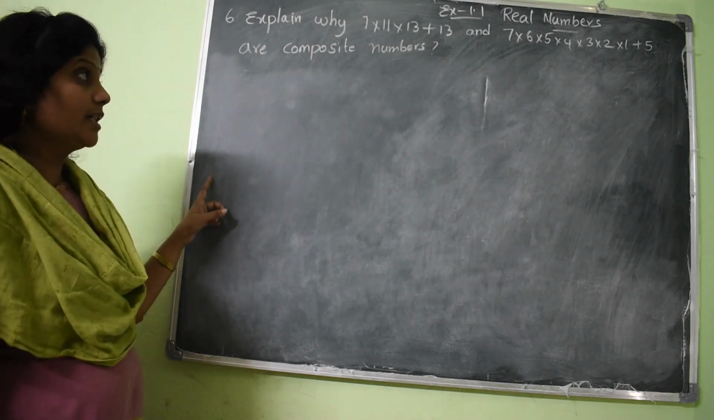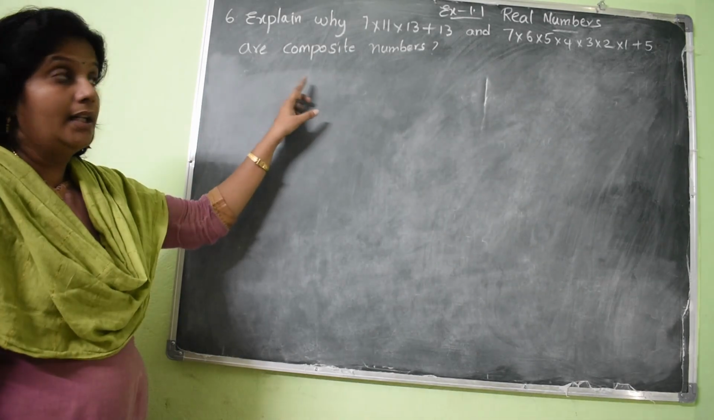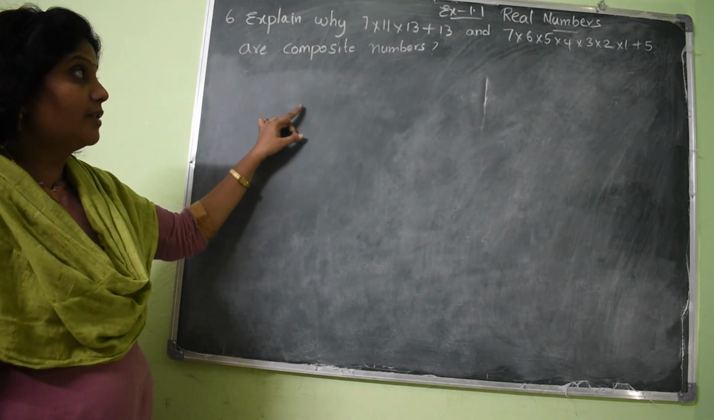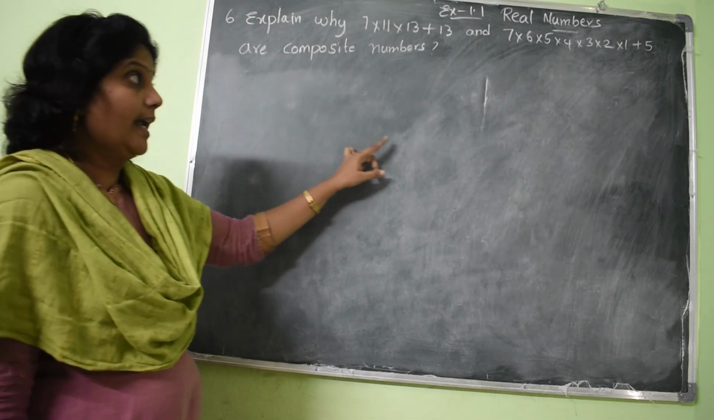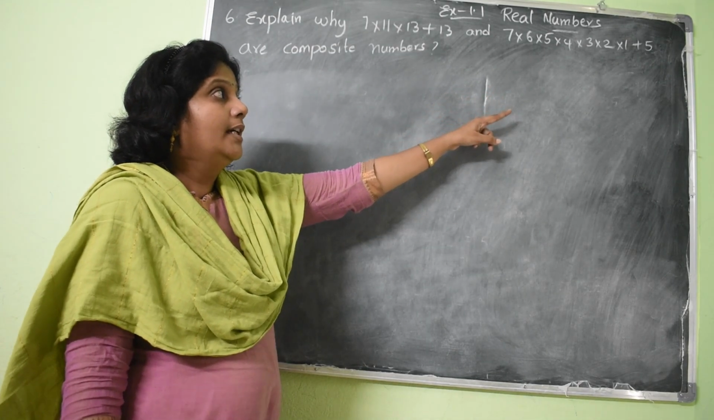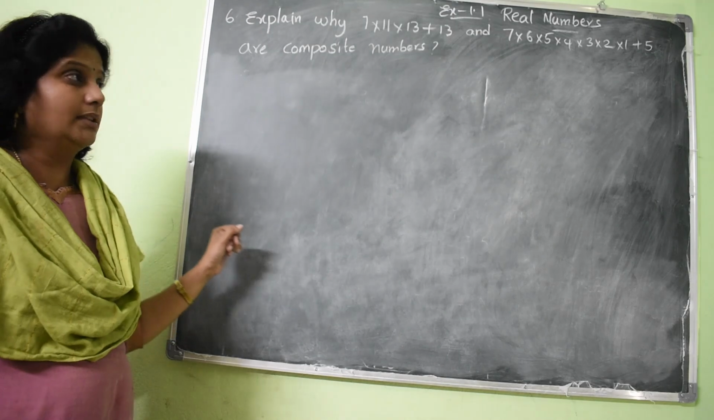Today we will discuss the sixth problem in exercise 1.1, Real Numbers. First, read the question. Explain why 7 × 11 × 13 + 13 and 7 × 6 × 5 × 4 × 3 × 2 × 1 + 5 are composite numbers.